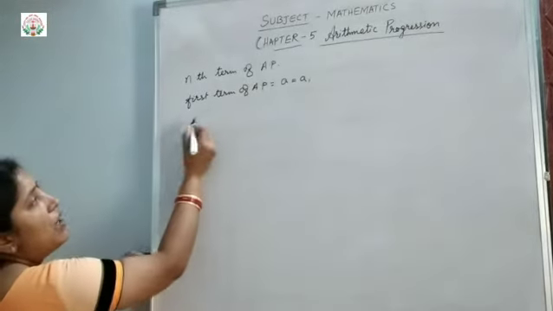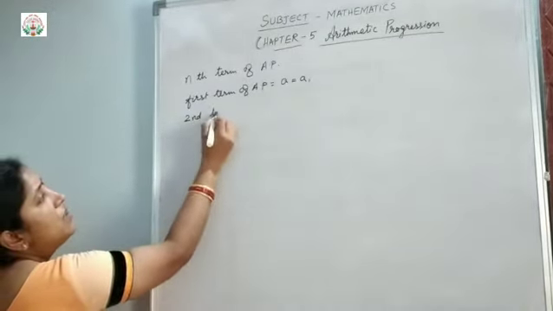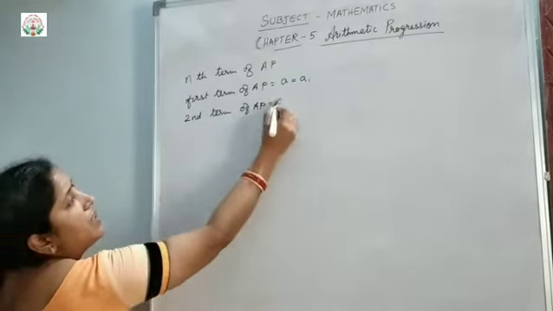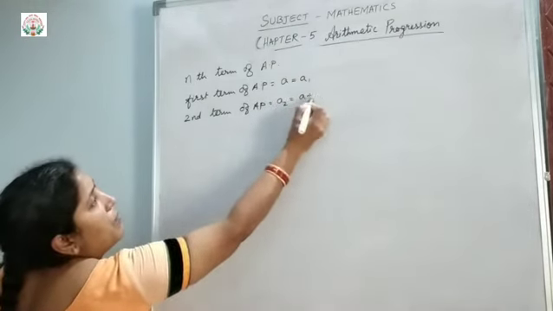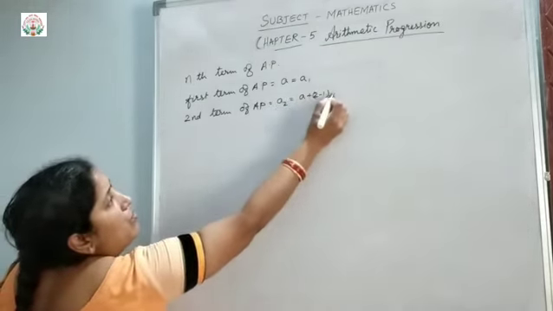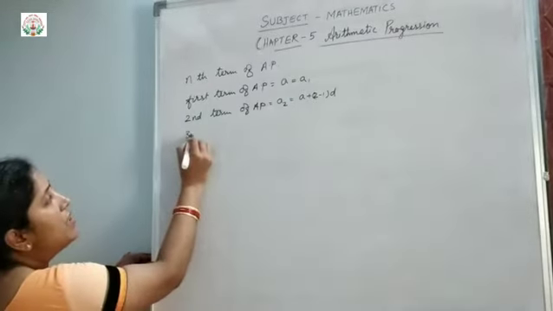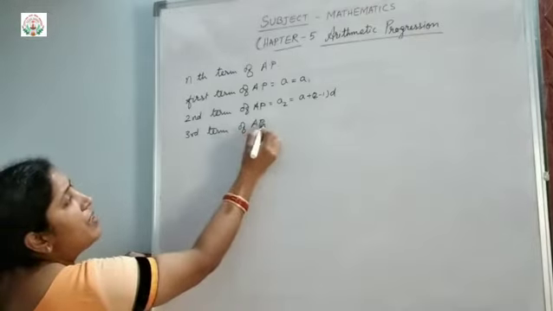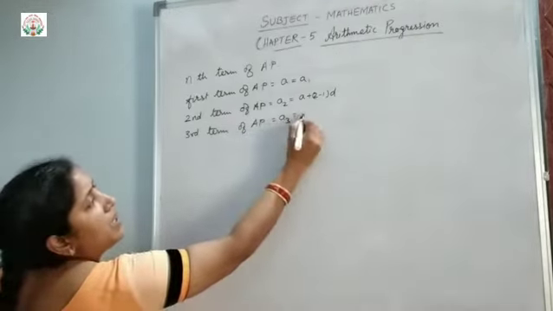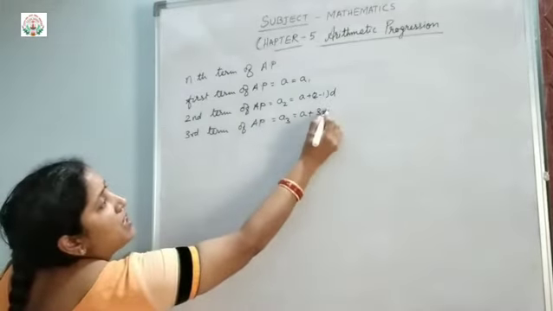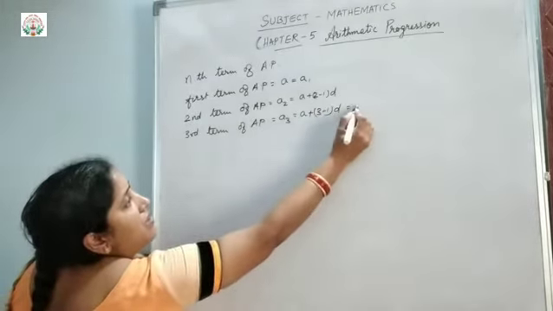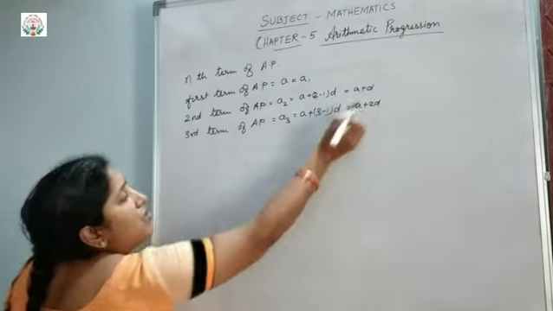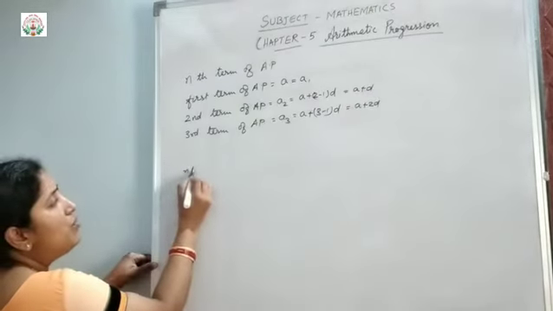Now after that, what will the second term be? The second term of AP, that is A2, equals A plus 2 minus 1 into D. Same way, we have seen the third term of AP, A3, equals A plus 3 minus 1 into D, which equals A plus 2D. Here also it will be A plus D. We have seen this.